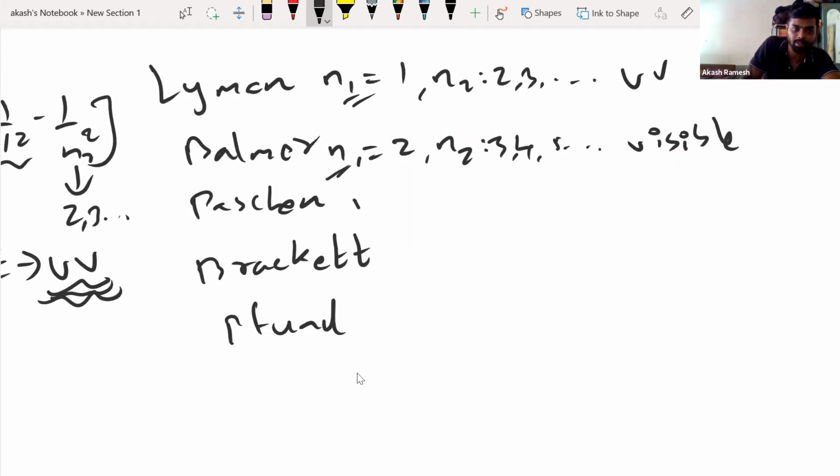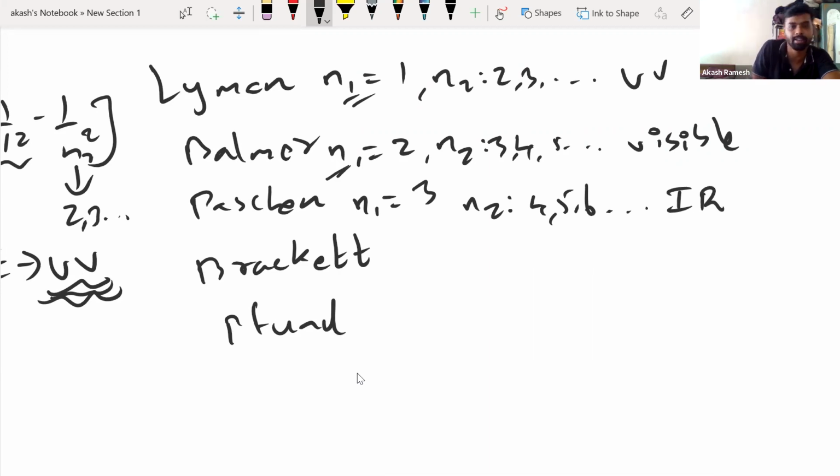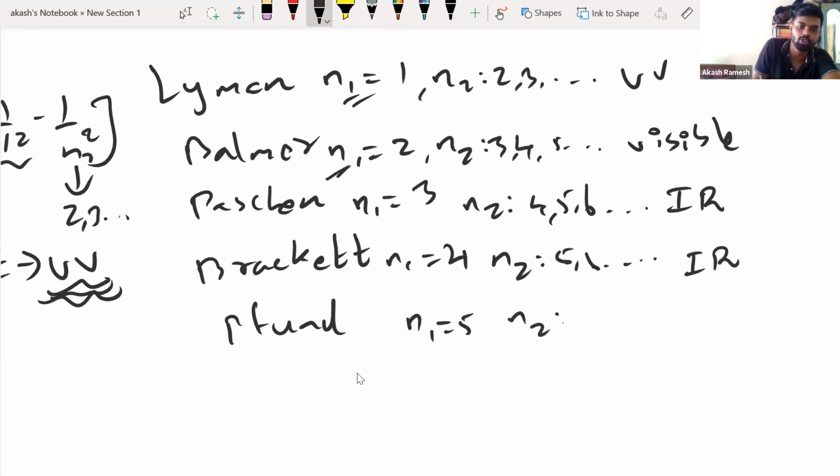For Paschen, N1 was 3 and N2 starts with 4, 5, 6, 7, and so on. Here you get IR, infrared radiation. Next, for Brackett, N1 is equal to 4, N2 starts with 5, 6, 7, and so on. Here also it is IR. And for Pfund, N1 is 5, N2 starts with 6, 7, 8, 9, and so on. Here also it is IR.